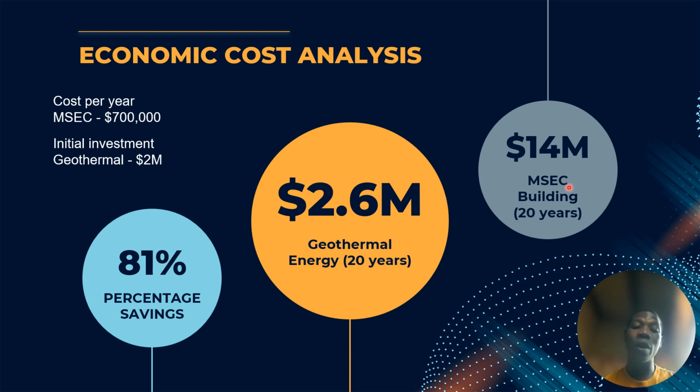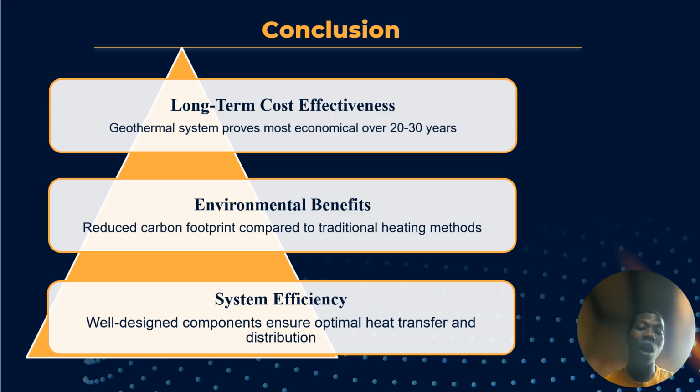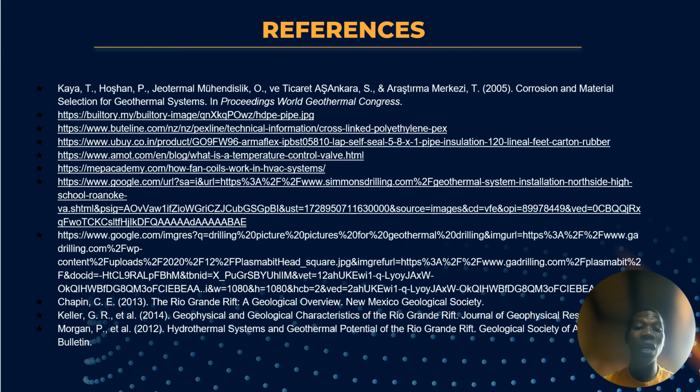Looking at the chart, you realize that geothermal has a high upfront cost, but we are going to see about 81% savings if you implement this system using our existing technology. In the long term, we are going to achieve an economically viable heating system in the next 20 to 30 years, cutting that cost. We reduce our carbon footprint since we have stopped relying on natural gas for our heating and cooling system. It's well designed and follows every required procedure.